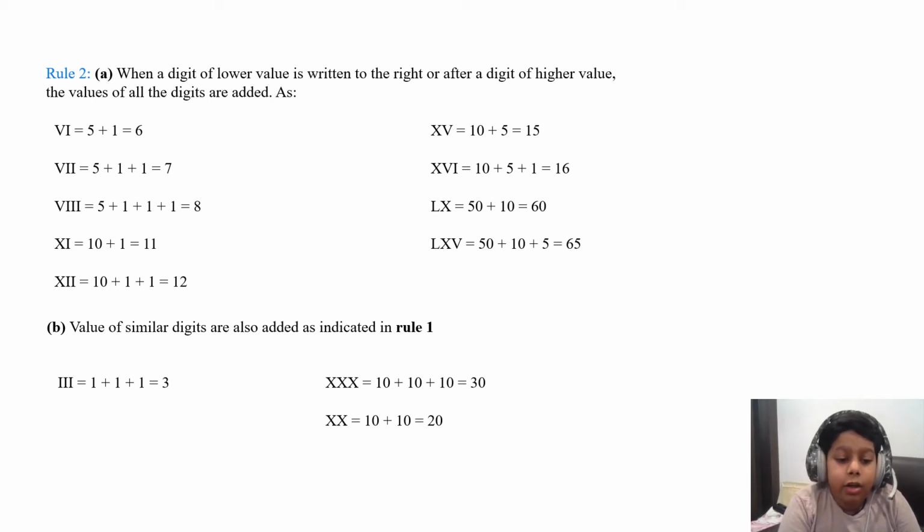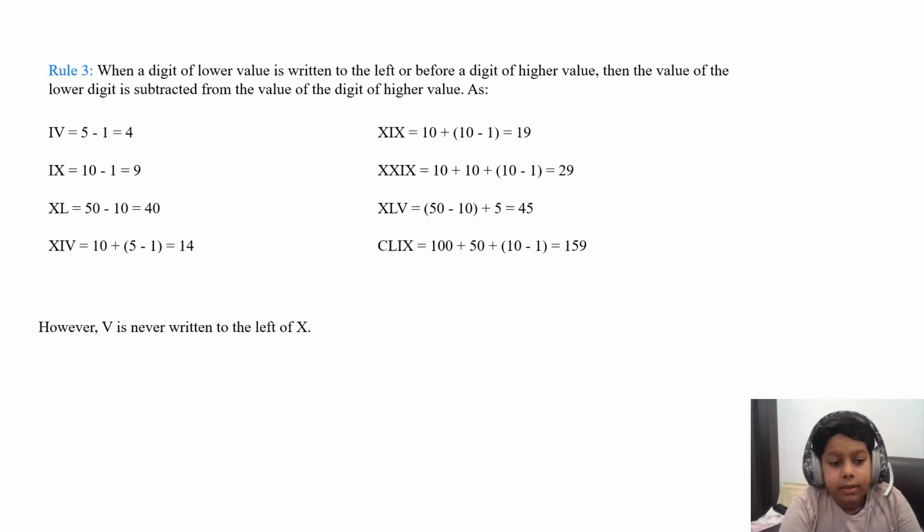B. Values of repeated digits are also added as indicated in Rule 1. III equals 1 plus 1 plus 1 equals 3. XXX equals 10 plus 10 plus 10 equals 30. XX equals 10 plus 10 equals 20.